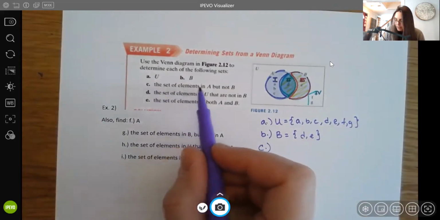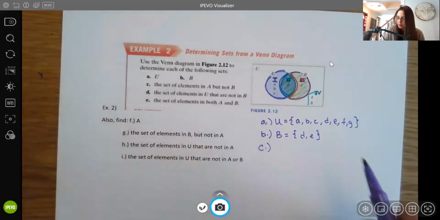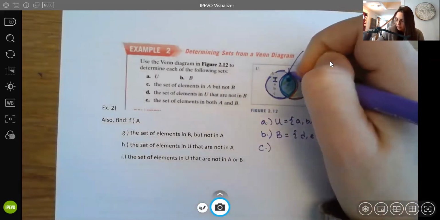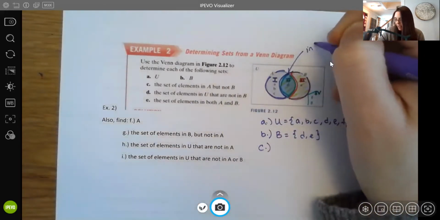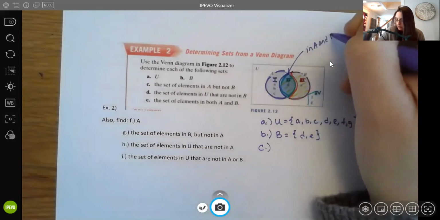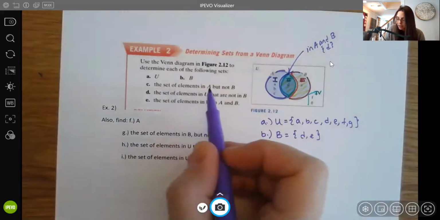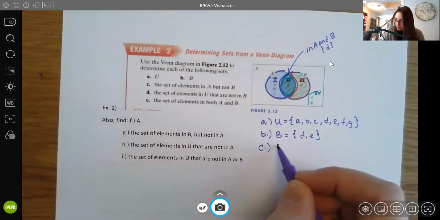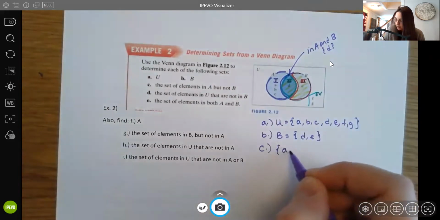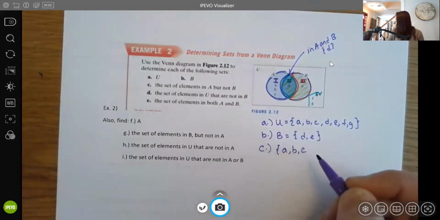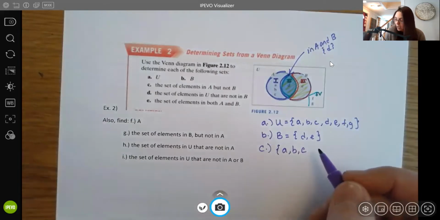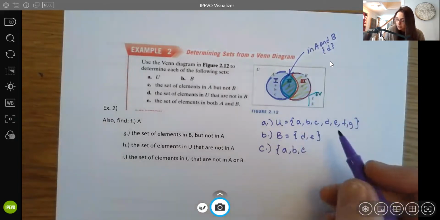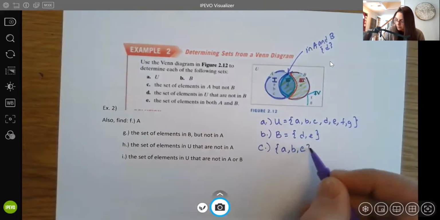The set of elements in A, but not B. So this group right here are elements in A and B, right? So the only element in both of them is D. So I want elements that are in A, but not also in B. So for part C, the elements in A are A, B, and C, but I don't include D here, right? Because I don't want it to be in B.